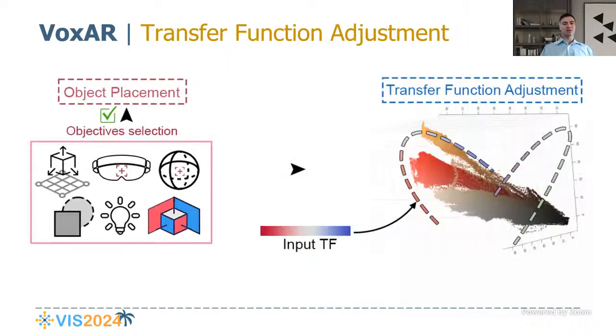So now that we've discussed object placement, let's look at the second half of the pipeline, the transfer function adjustment. To prevent background colors from interfering with a holographic image of the rendered object, we formulate a constrained optimization approach for adjusting the transfer function. This approach aims to ensure that, first, the colors in the adjusted transfer function are clearly distinguishable from the background, and second, the color control points in the adjusted function maintain visual characteristics similar to those in the original transfer function.